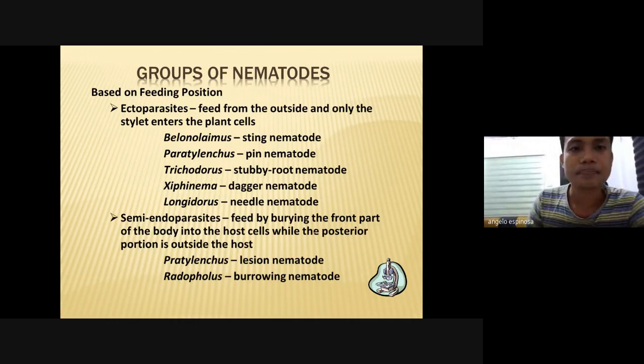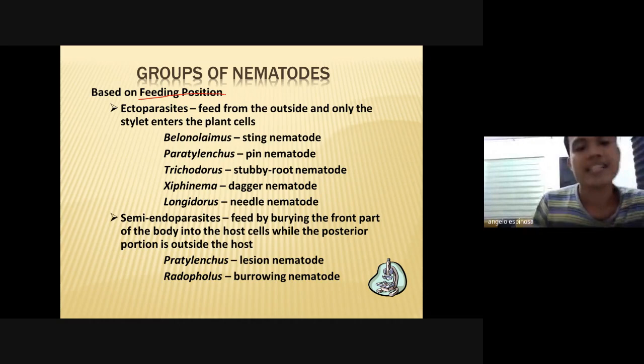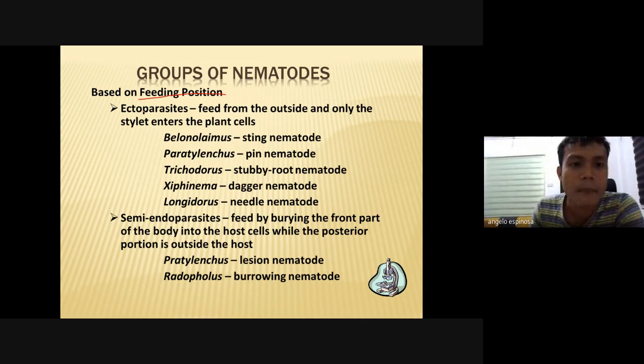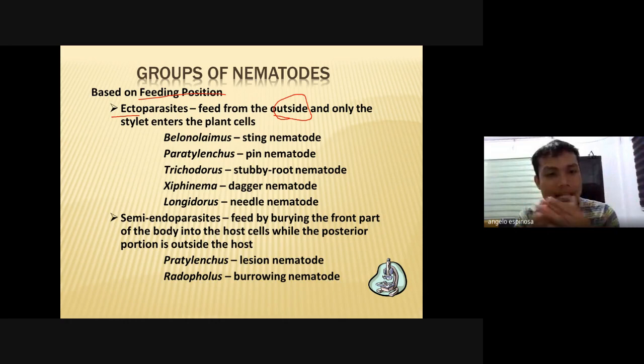Okay, so these are the groups of nematodes that you need to know based on the feeding position. Actually, meron yang tinatawag na migratory ectoparasites, sedentary ectoparasites. Pinagsama-sama, no? Okay, I am going to discuss it more later. Pag sinabi mong ecto, ano ibig sabihin ng ecto? Outside. It is feeding outside the plant cells. Only the stylet enters the plant cells. Ibig sabihin, yung kanyang katawan ay nasa labas ng plant, but the stylet is getting into the plant cells.